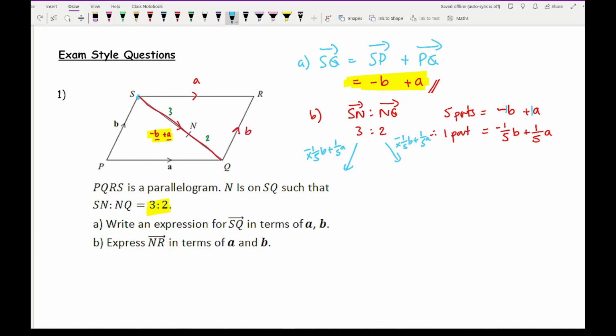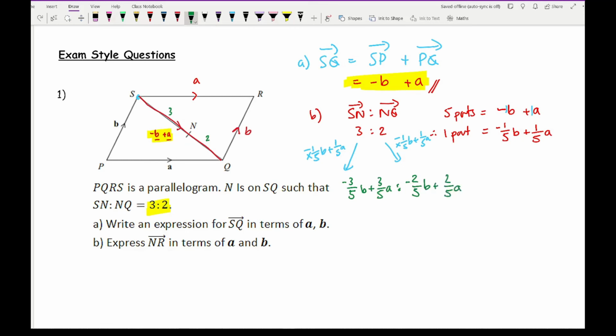Now S to N is basically all I need to find. So here for B, N to R, the route I'm going to go is from N to S plus S to R. Now S to R I already know, so that's not a problem, but I need to find out what S to N is first. Let me just get rid of this and let's work this out. So here 3 times a fifth is going to be minus 3/5 B plus 3/5 A, and that's in the ratio, and then 2 parts is going to be minus 2/5 B plus 2/5 of A.